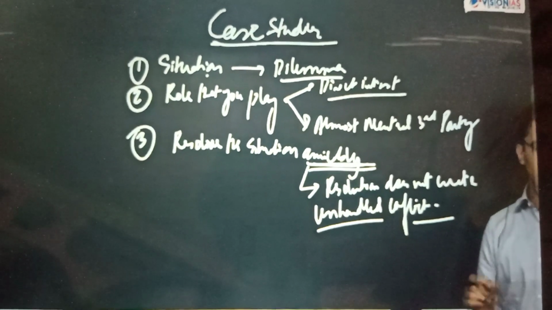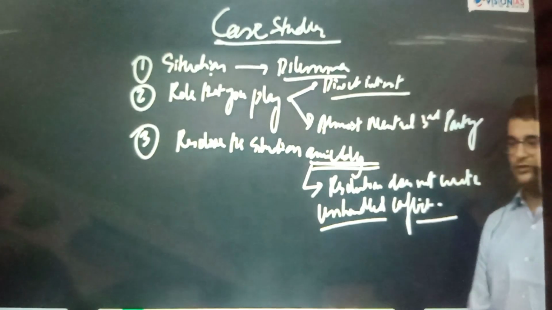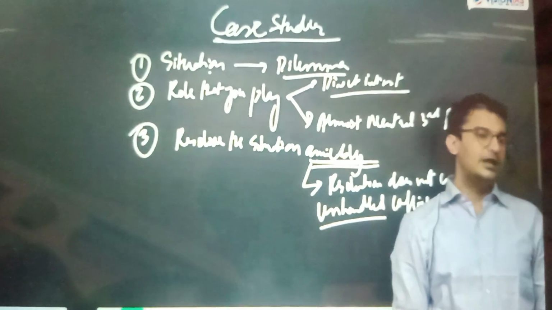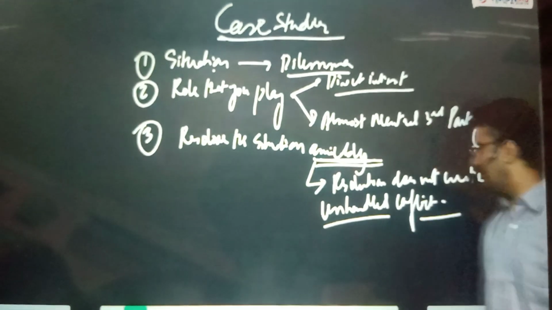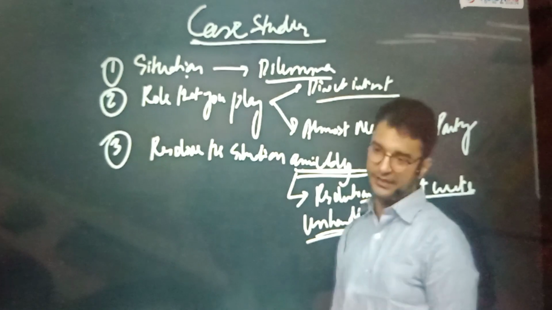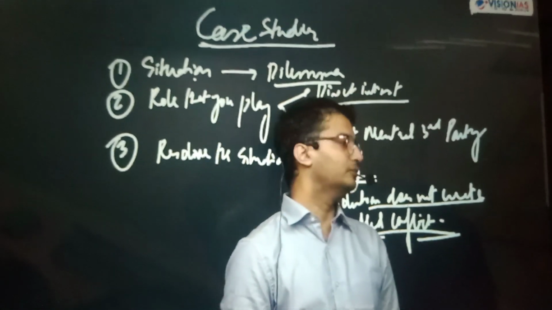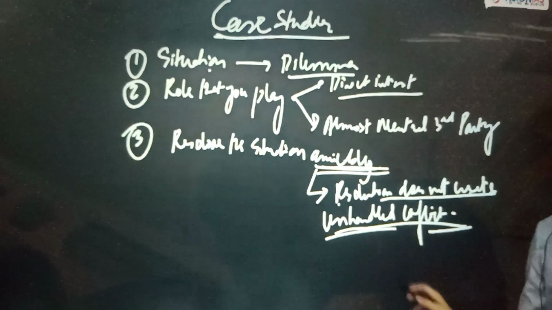Amicably does not mean that you have to please all the parties. It's not possible to please all the parties. If it was possible to please all the parties, then there would not have been any dilemma. Amicably means that you resolve the situation in such a manner that resolution does not create an unhandled or unhandleable conflict. There will be conflict, as in these two people. Yes, tell me, speak, speak. That it does not create an unhandled or unhandleable conflict.